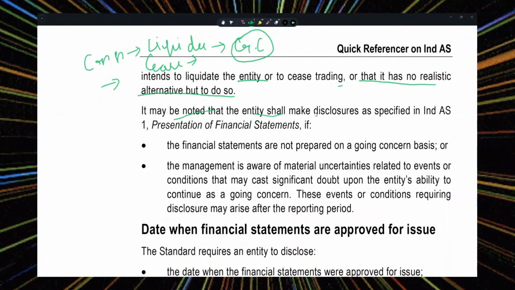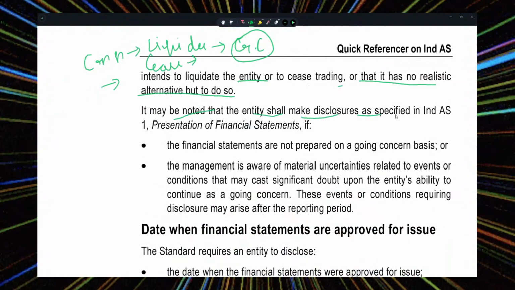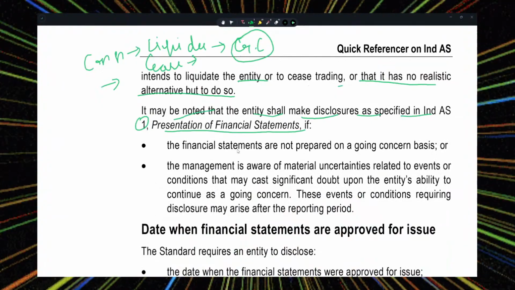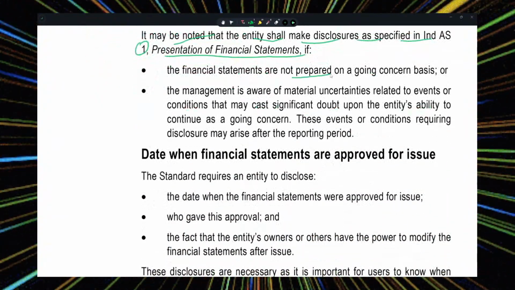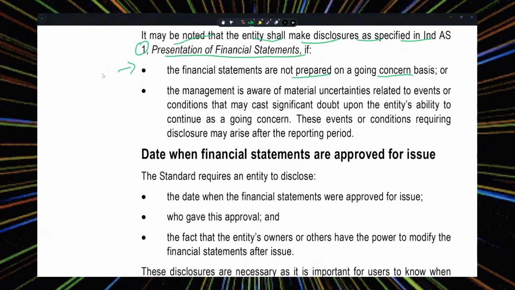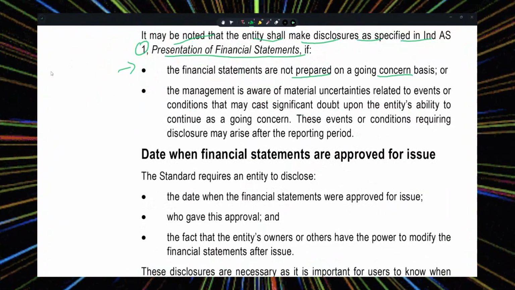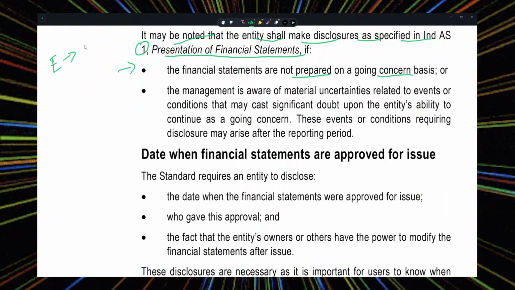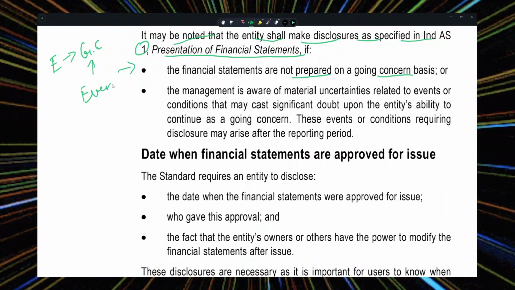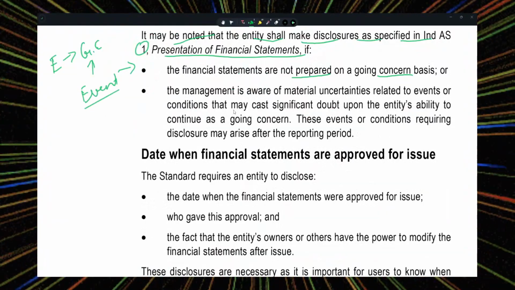It may be noted the entity shall make disclosure as specified in Ind AS 1, Presentation of Financial Statements, if the financial statements are not prepared on a going concern basis. If it is not prepared on a going concern basis, you disclose. So this entity is not going to be a going concern because of this event. The event is closure or cessation of operations, everything.